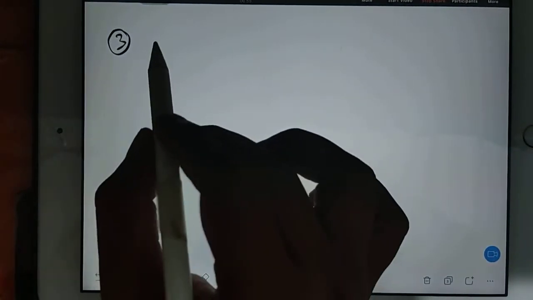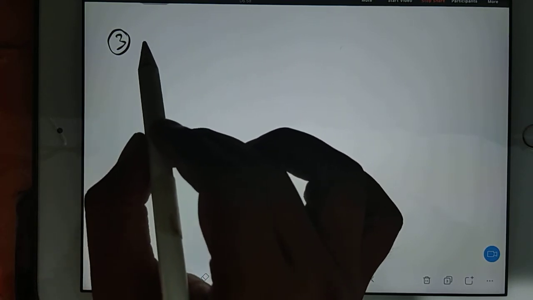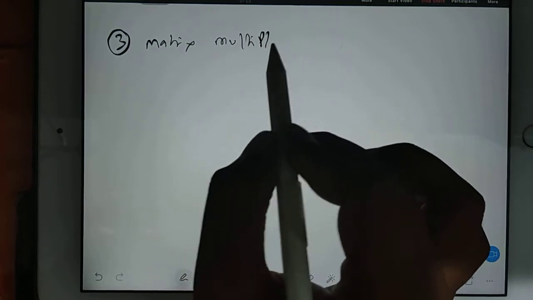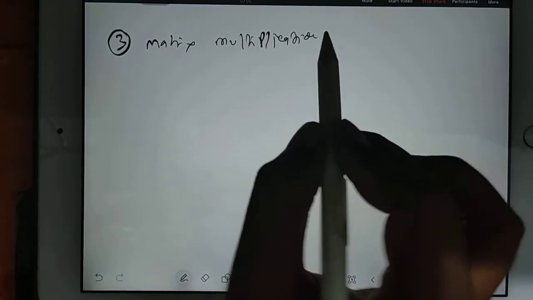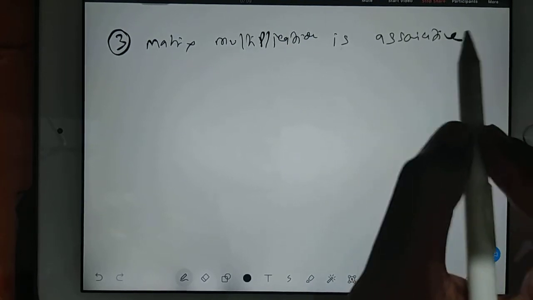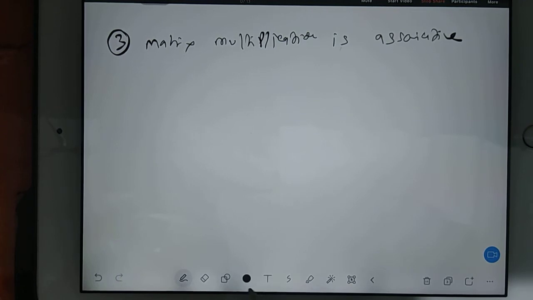Now, in the third point, you write that matrix multiplication is associative. Sorry. Yes, correct. It's associative.